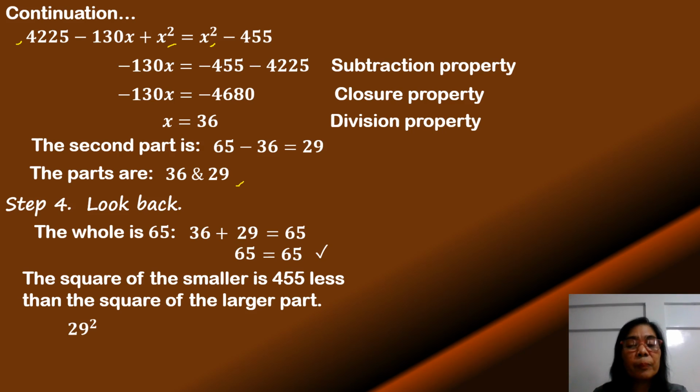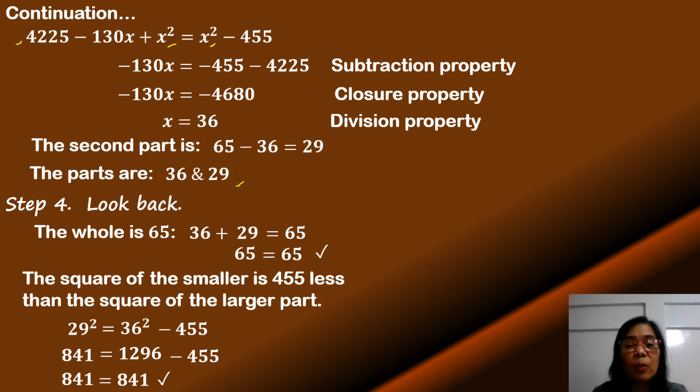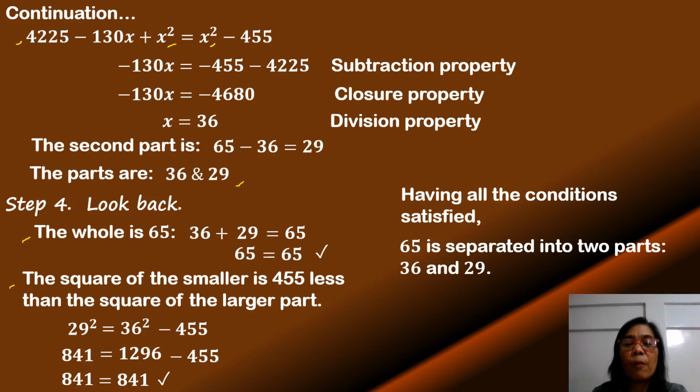So we now have 29 squared is equal to 36 squared minus 455. So this is 841. We have 1296 minus 455, giving us an identity 841 is equal to 841. So these two conditions were satisfied. We therefore have our final answer: 65 is separated into two parts, that is 36 and 29.